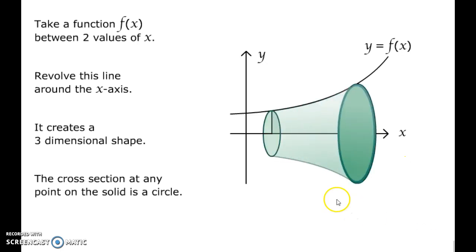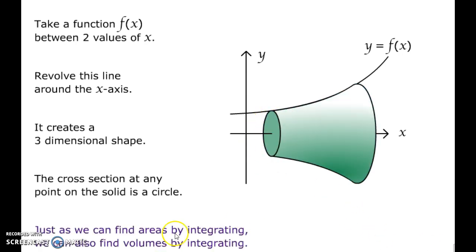See, a small circle, and a big circle at the end. So basically it's the area of a circle. We can find the area by integration. Similarly, we can also find the volume by integrating. So we should know how to find such a volume. We need to understand this.